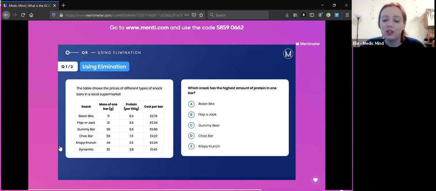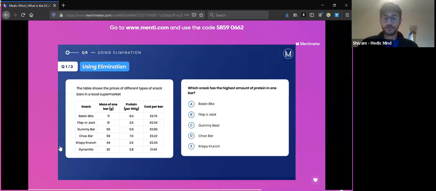Just while people are doing that, Shivam, I think quantitative reasoning is one of the harder sections of the UCAT, just from my experience. What things do you think make this quite a tricky section? Well, we've actually got so much data, so much information.